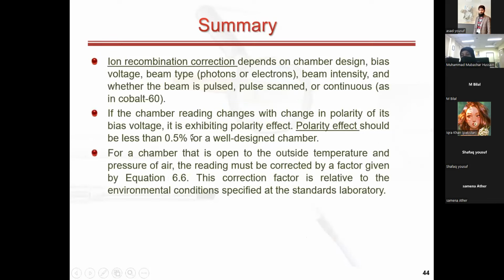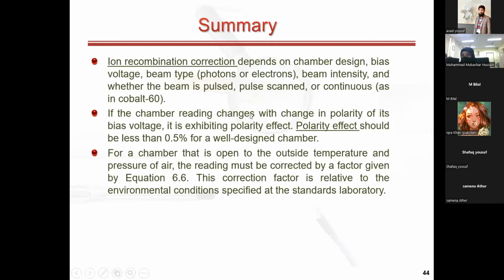There are different factors and parameters that can affect the ion collection efficiency of thimble chambers. One is the ion recombination effect, and ion recombination correction depends upon the chamber design and bias voltage, because if you increase the voltage, it will decrease. It also depends on beam type, being higher for electrons, and beam intensity: the higher the beam intensity, the higher the ion recombination effect. It also depends on whether the beam is pulsed, scanned, or continuous. For pulsed and pulsed scanned beams, this effect is higher.